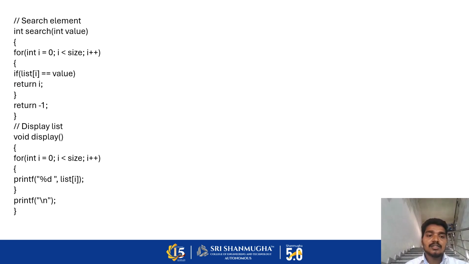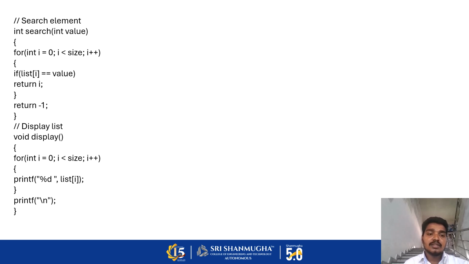So list[i] = list[i + 1]. So this is the element it can add for the other values. So return i. Return i is the returned element called i. So next is to display the list. So void display is a method you can use for performing this in the C program.